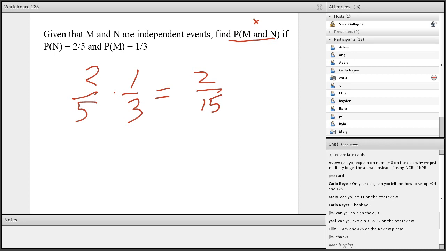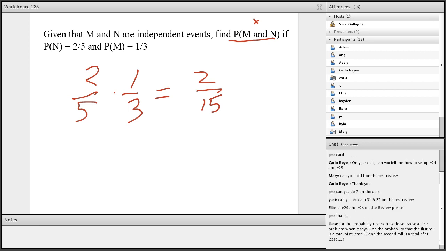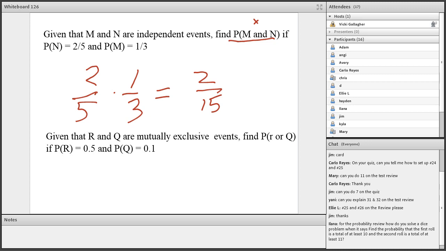I'm going to write my answer as decimals. So the next one says, given that R and Q are mutually exclusive events, find P of R or Q, if P of R is 0.5 and P of Q is 0.1. All right. So that's what the problem says.